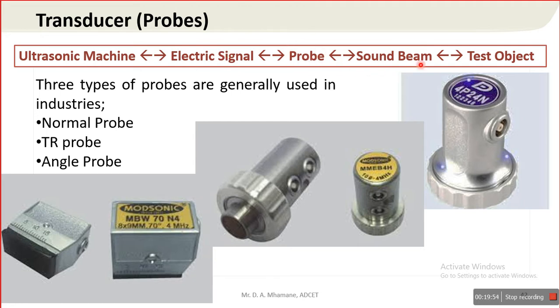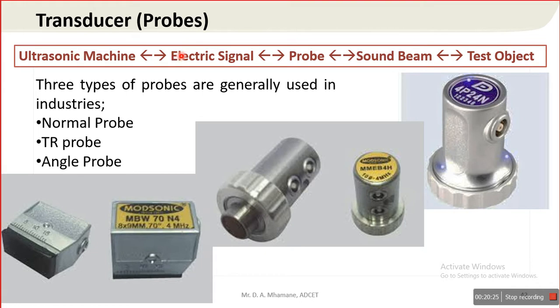Then this sound beam is transmitted into the test object. It reflects within the object and is received again by the probe. The probe again converts that sound beam into an electrical signal, and that electrical signal is synchronized into the ultrasonic machine, and that machine gives us a representation of the response of the material.